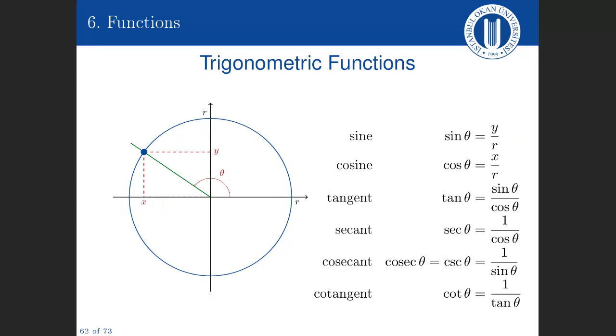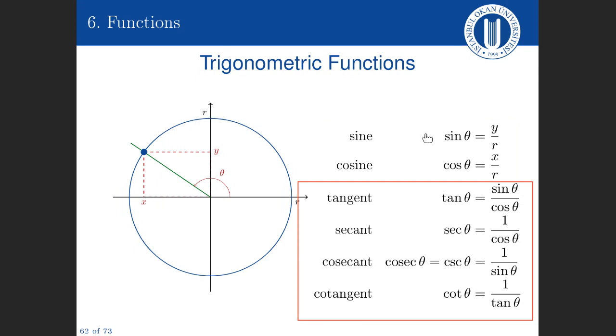After we have these two, we can use these to define the other 4. Tan means sine divided by cos. Secant, sec, means 1 divided by cos. Cosecant, 2 ways to write cosecant. You can write cosec or you can write csc. This means 1 divided by sine, and cotangent or cot means 1 divided by tan.